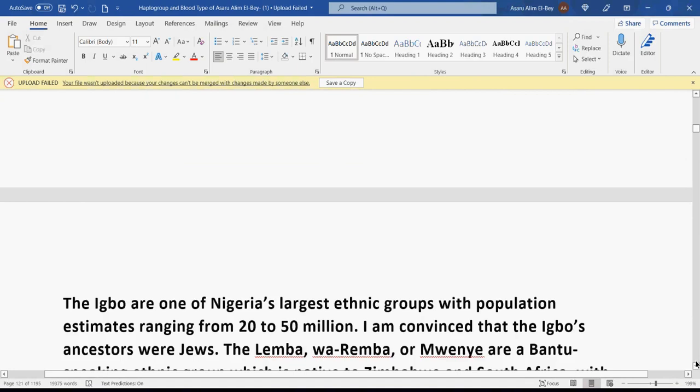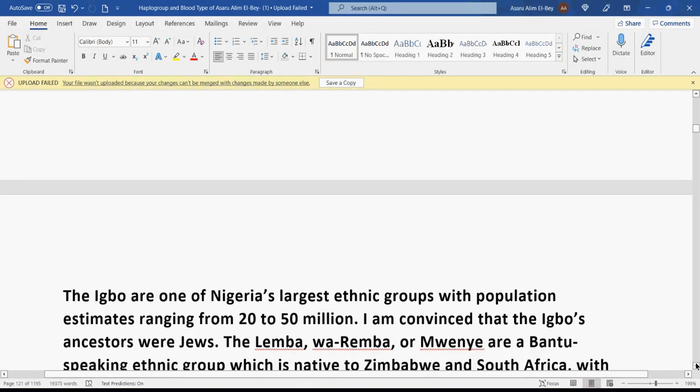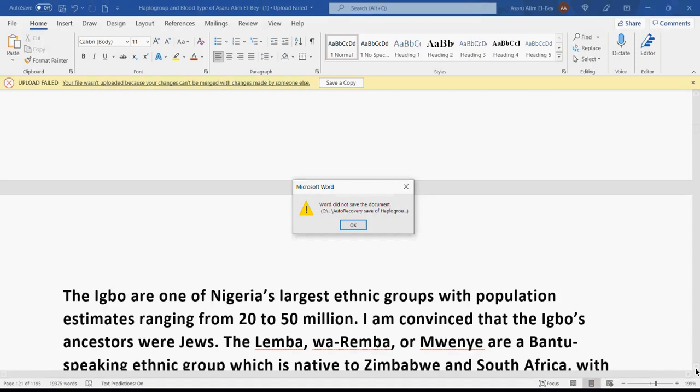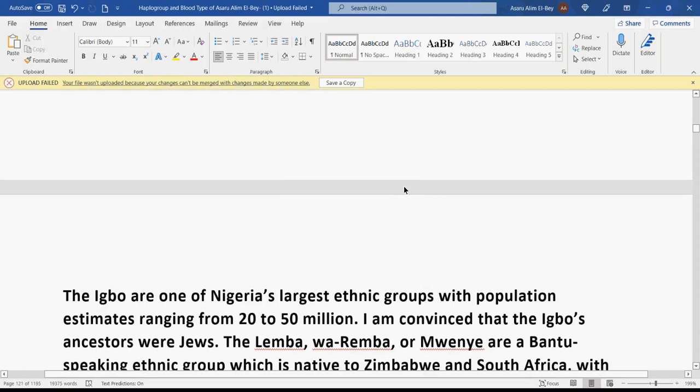The Lemba people are also the Igbo, one of Nigeria's largest ethnic groups, with the population estimate ranging between 20 to 50 million. So see, the Europeans thought they were just getting free labor with those 15% of our ancestors that allegedly they brought over here. They didn't know that they were mixing this Hebrew Israelite line back into the indigenous people that was already here.